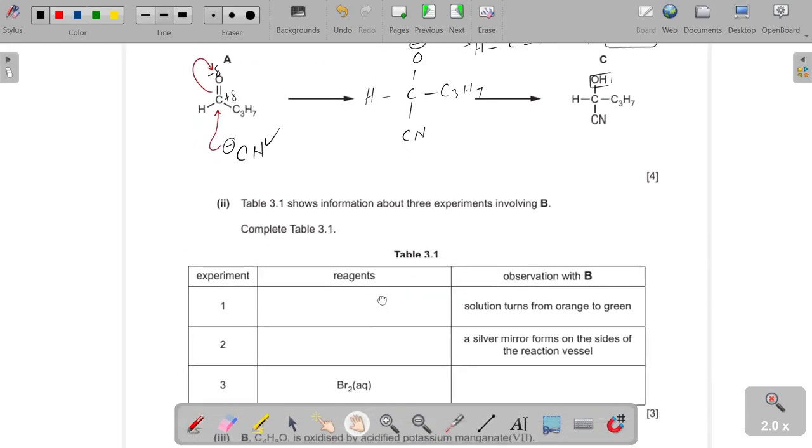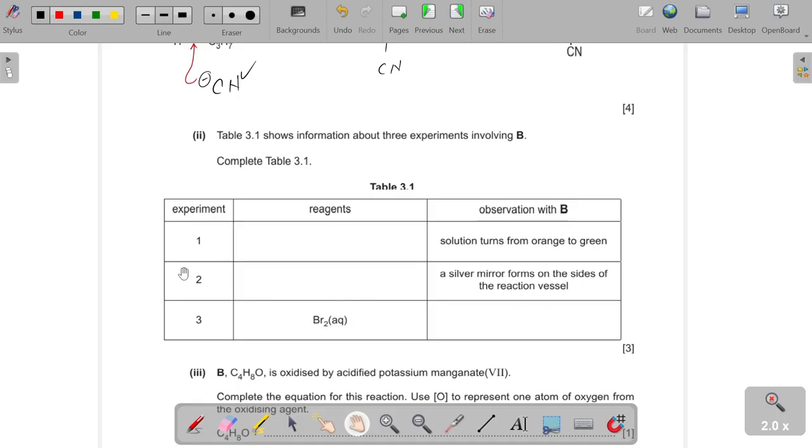The next question is experiment 1: reagent turns solution from orange to green. You know primary alcohol oxidizes, secondary alcohol oxidizes, but tertiary alcohol doesn't oxidize. This question is from oxidation of alcohols. What is the reagent for that? It is acidified potassium dichromate, K2Cr2O7. It changes color from orange to green when primary or secondary alcohol is oxidized with this.